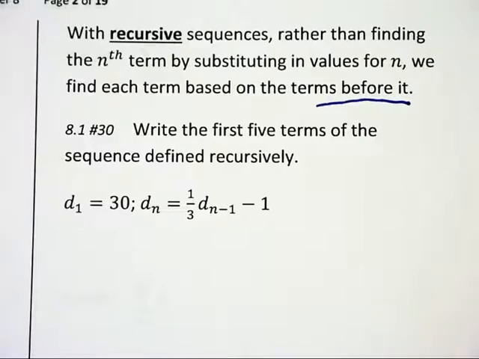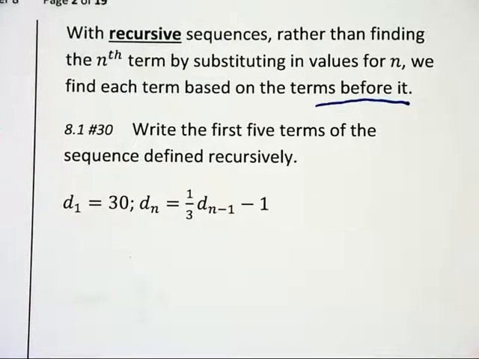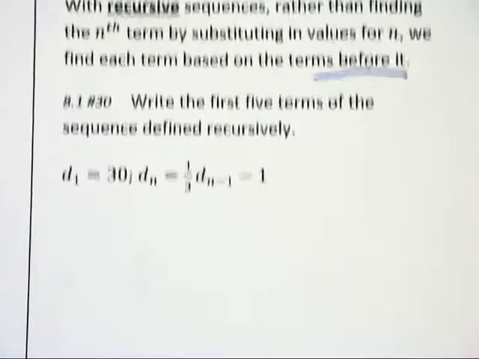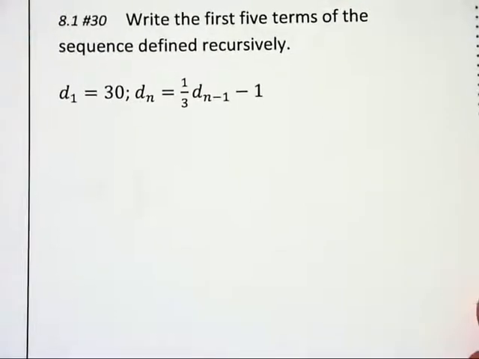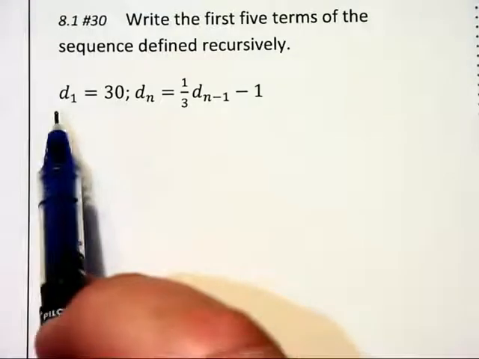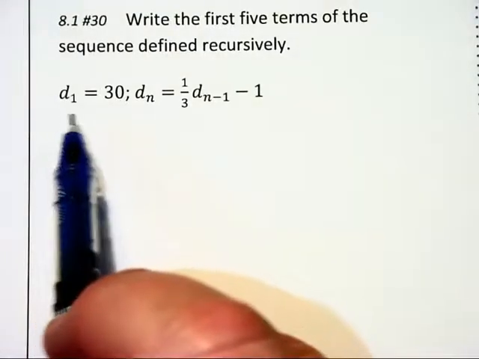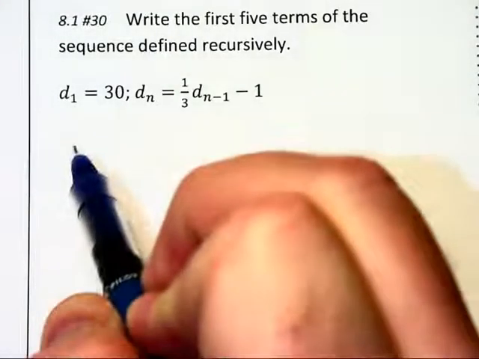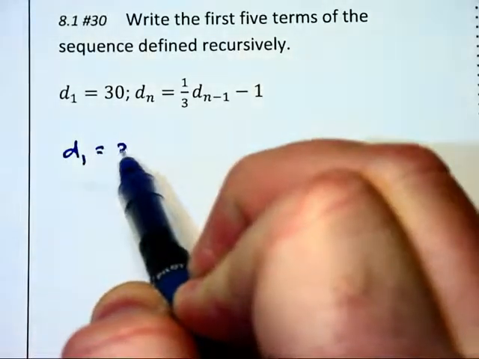This is kind of a side field trip. We mentioned this for a little while, but we're going to go back to substituting in values 1 through 4. But we do need to learn about this. So again, we are being asked to find the first 5 terms this time, and we have our first term, d1 is equal to 30.